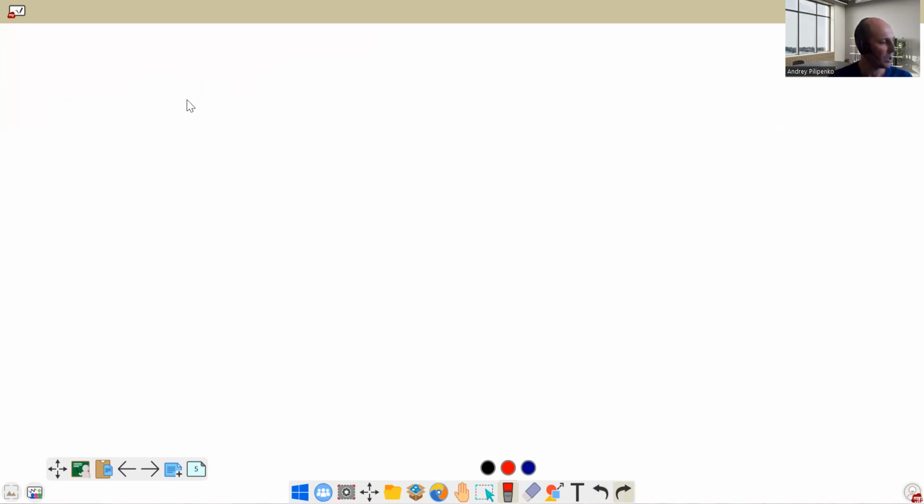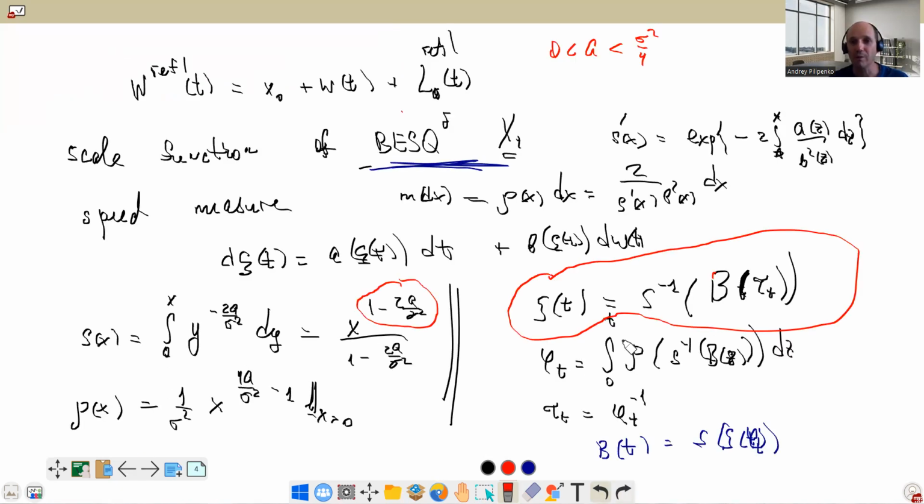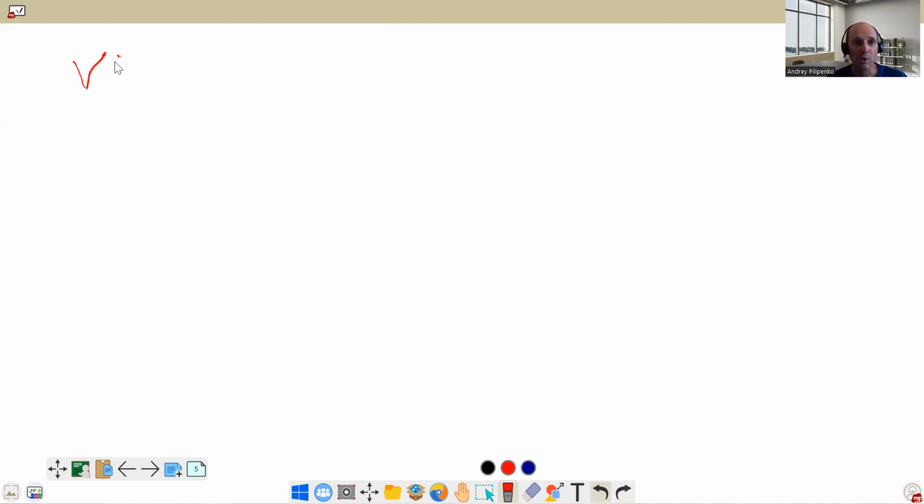We consider the process, the reflected Brownian motion. Yes, we apply the Ito formula for the reflected Brownian motion. So assume that V of t is this function of W reflected, and the answer is this.